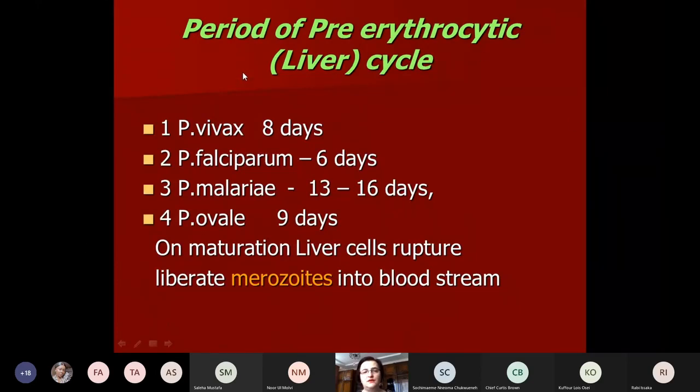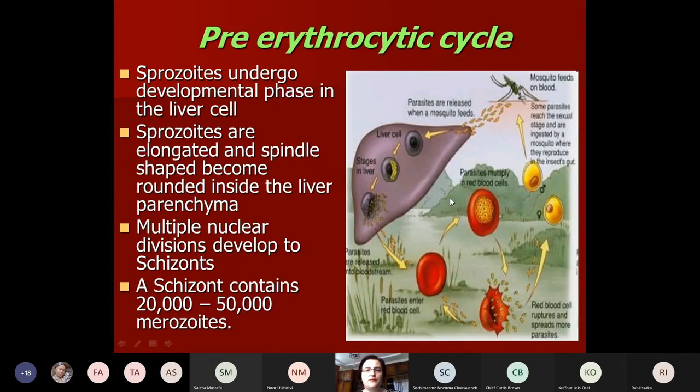The period of the pre-erythrocytic, or liver, or tissue cycle. For Plasmodium vivax, it will last 8 days. Falciparum, 6 days, more quickly. Malariae, longer, 16 days, and ovale about 9, like vivax, 8-9 days. On maturation, liver cells rupture and liberate merozoites into the blood system. Now we will speak more closely.